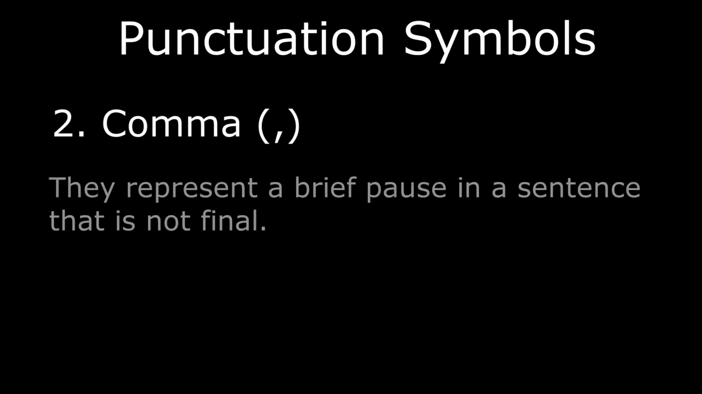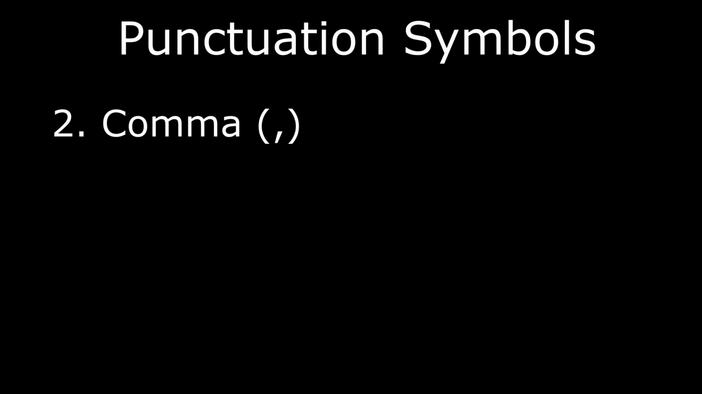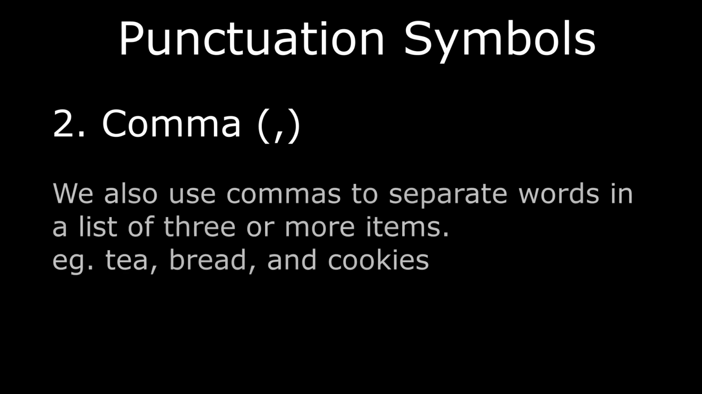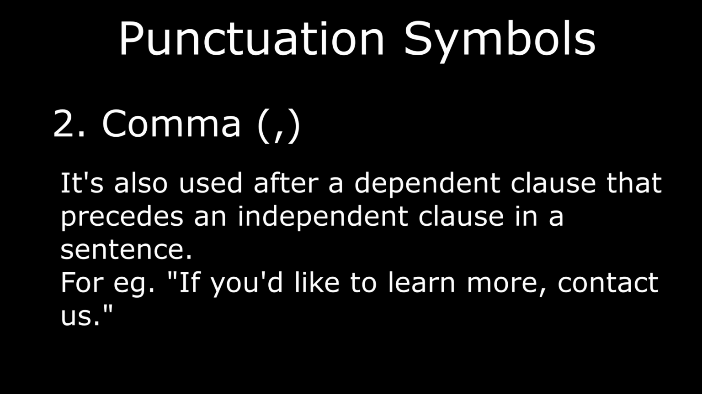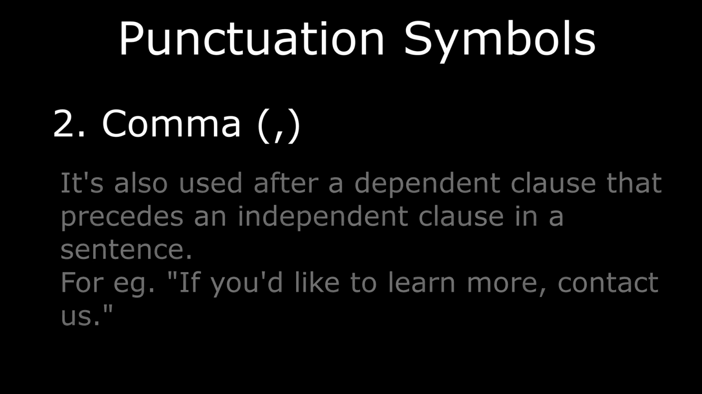Comma. Commas generally represent a brief pause in a sentence which is not final like a period. Commas and periods are the most commonly used punctuation marks. We also use commas to separate words in a list of 3 or more items. It's also used after a dependent clause that precedes an independent clause in a sentence. For example, if you'd like to learn more, contact us.